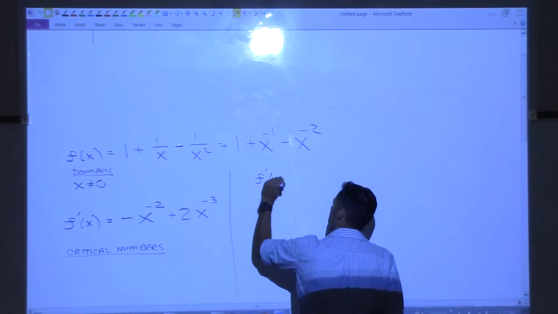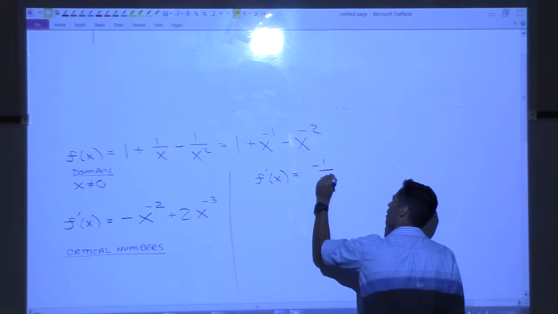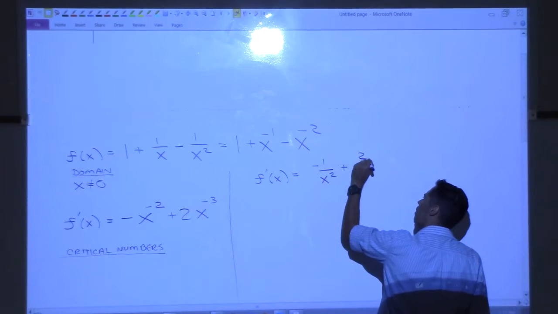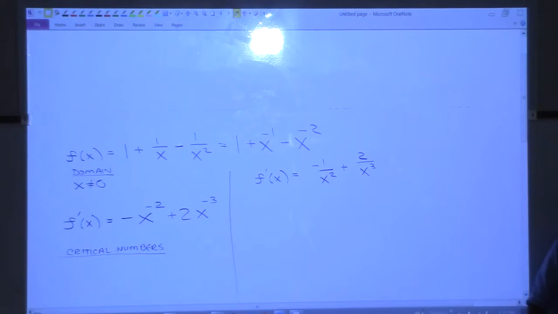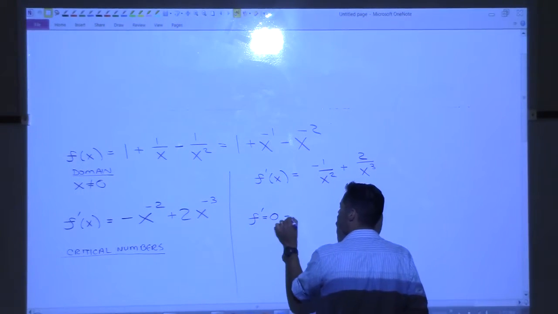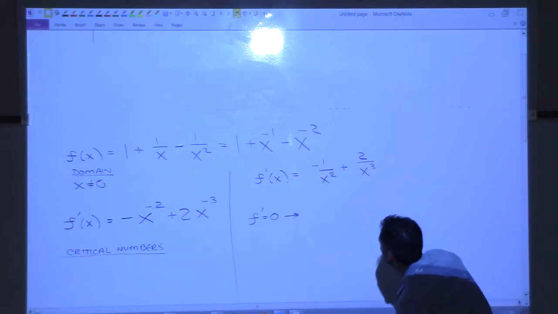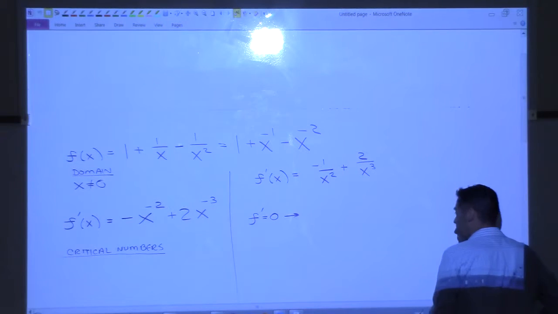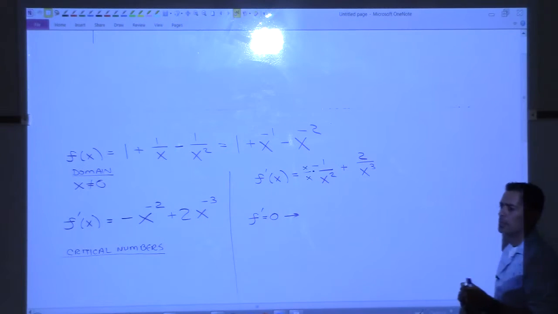Let me rewrite the derivative first. I'm going to rewrite the derivative as negative 1 over x squared plus 2 over x cubed. Right? That's just maybe a little bit easier to look at. Now let's set it to 0. Okay, when I do that, I'm going to need a common denominator, right? So I'll have to multiply the first term by x and x, on top and bottom.